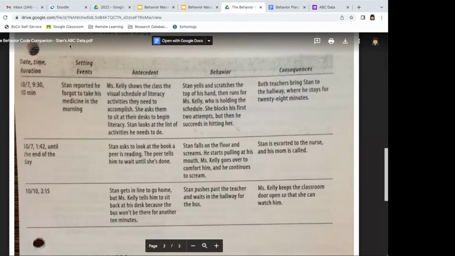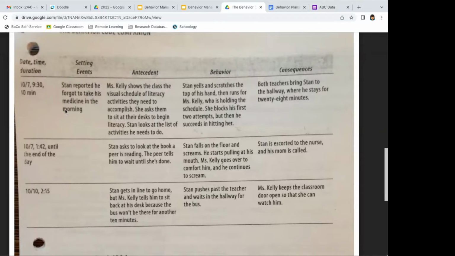Stan gets in line to go home, but Miss Kelly tells him to sit back at his desk because the bus won't be there for another 10 minutes. Stan pushes past the teacher and waits in the hallway for the bus. Miss Kelly keeps the classroom door open so that she can watch him.